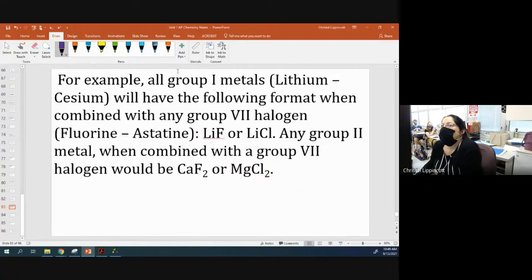All right. So for example, all metal group 1 will have the same format when combined with any group 7. So it's going to be all the same. And then if we had group 2 that was combined with group 7, it would look like this. And if we wanted to look at strontium, strontium would be SrCl2. Keep going from there. Everybody cool with that?